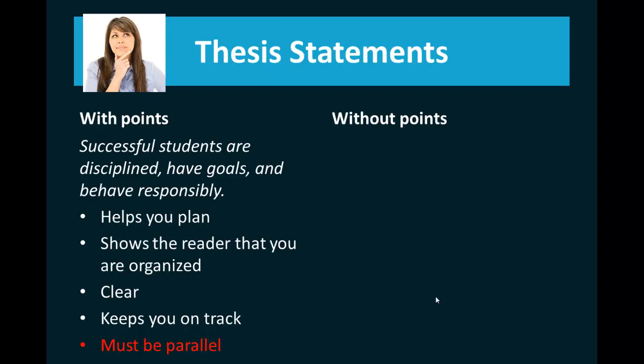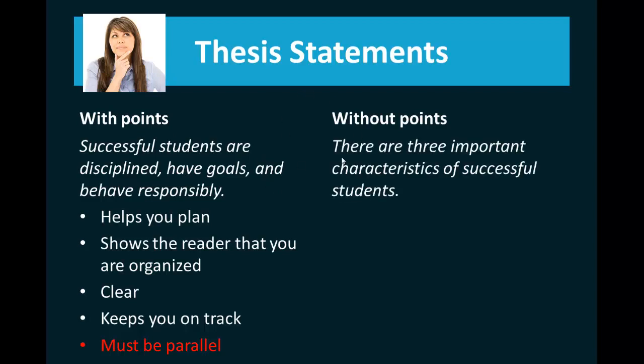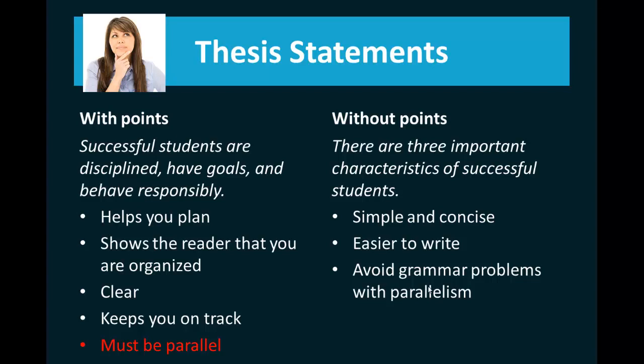Sometimes we write a thesis statement without points. Here's an example. There are three important characteristics of successful students. Do we know what the characteristics are? No. We don't know the points. We just know there are three. This type of thesis statement is simple and concise. Concise means it doesn't use too many words. This type of thesis statement is also easier to write because we don't have to worry about the parallelism. We can avoid our grammar problems. In fact, many people say this type of thesis statement is more advanced or sophisticated.